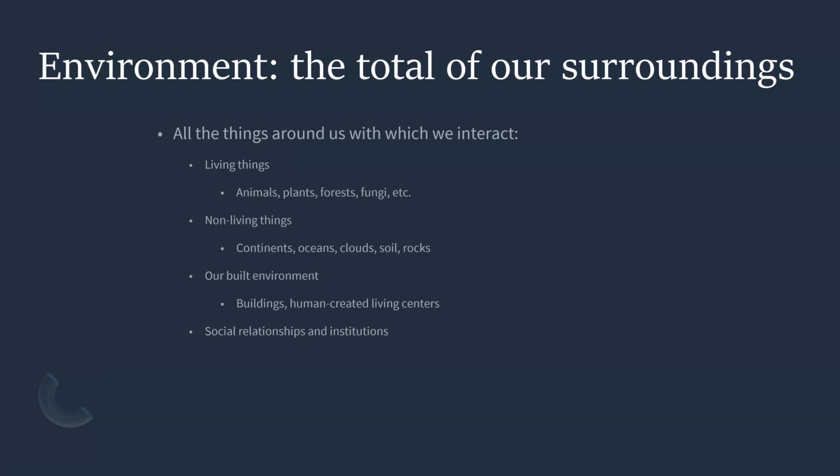So all of the things around us which we interact with, like living things, non-living things, our built environment, and social relationships and institutions. So living things we're pretty familiar with, anything that is alive, animals, plants, forests. Non-living things would be things like continents, oceans, clouds, soil, rocks, and then our built environment would be things like buildings, and then anything else that was man-made.